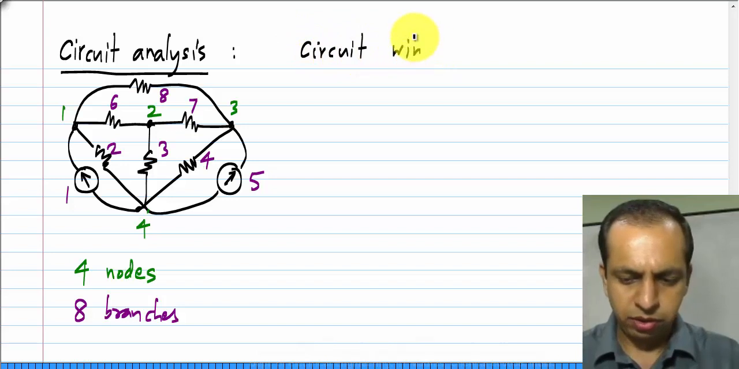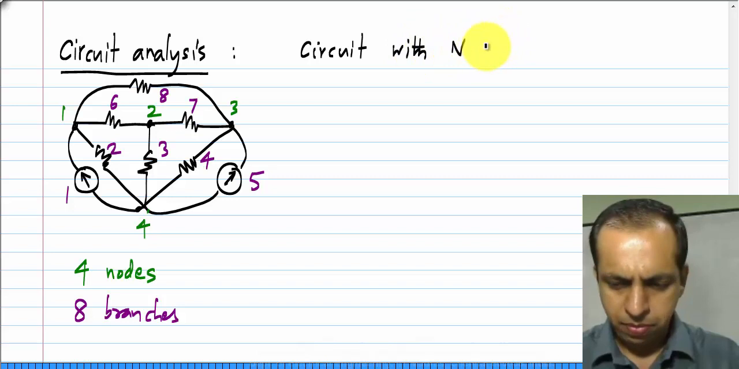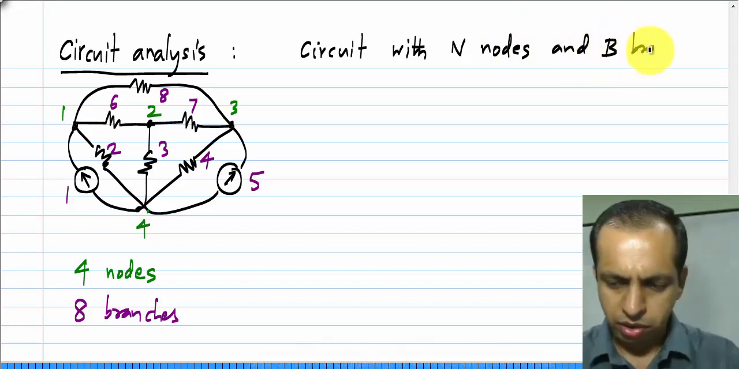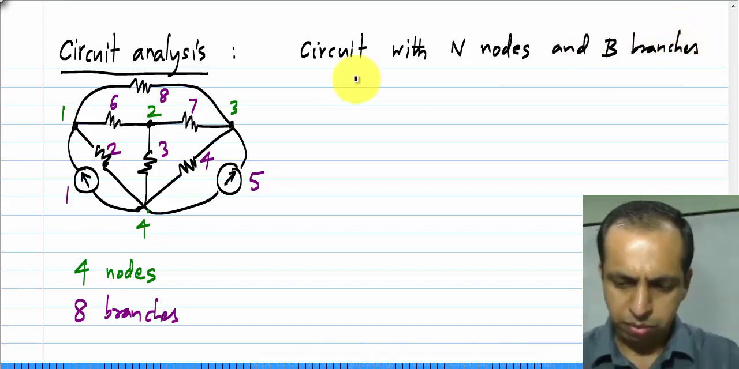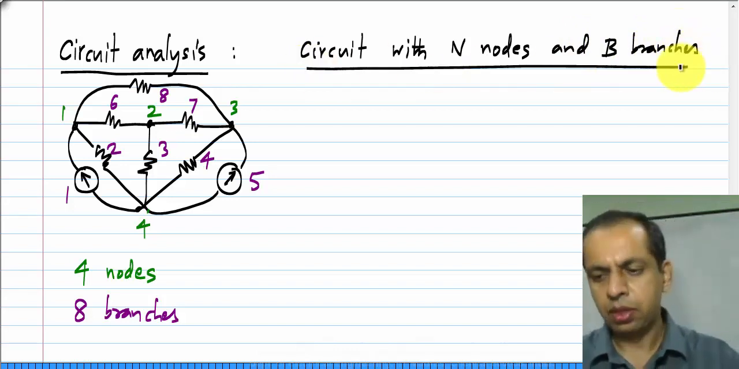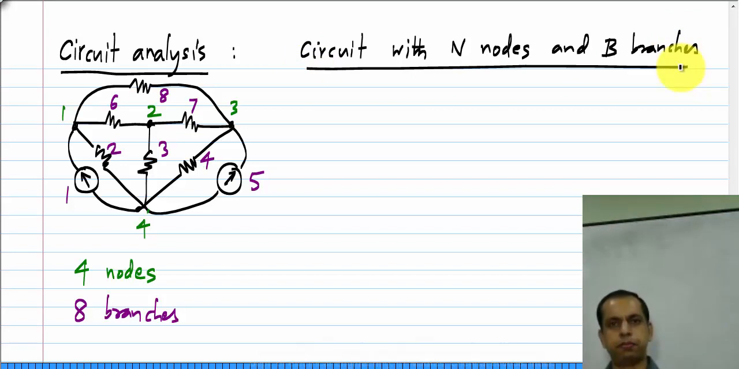So, in general we could have a circuit with n nodes and b branches. Now, what is it that we want to solve? Basically, we want to solve for the current and voltage in every branch, in every element.